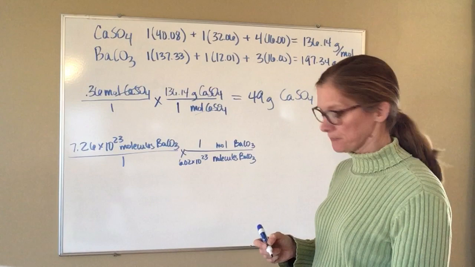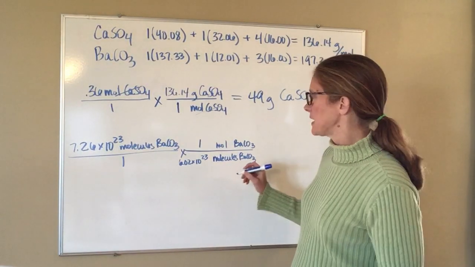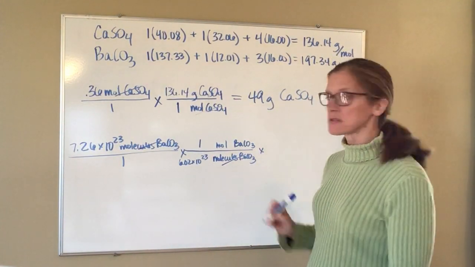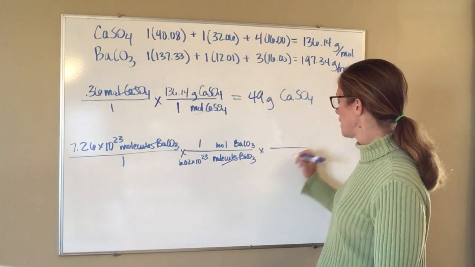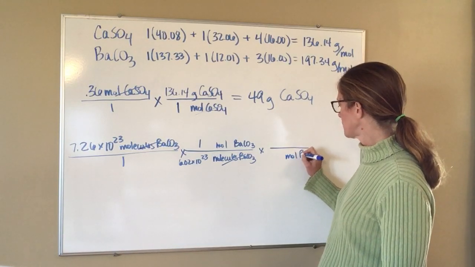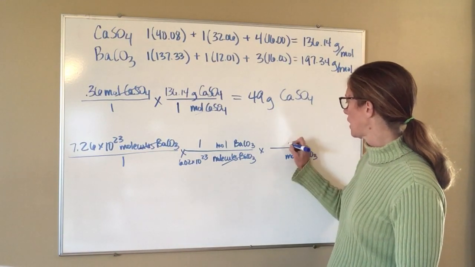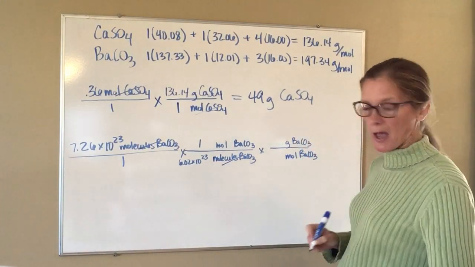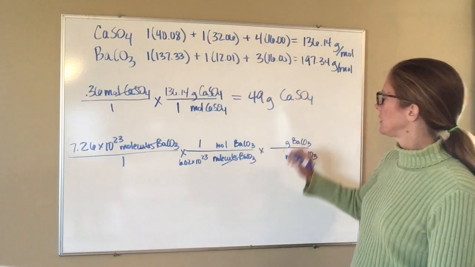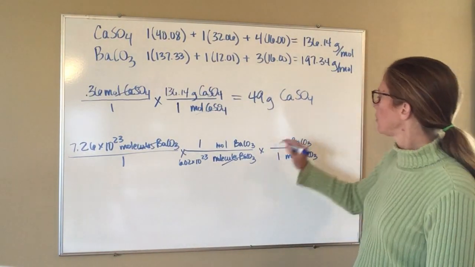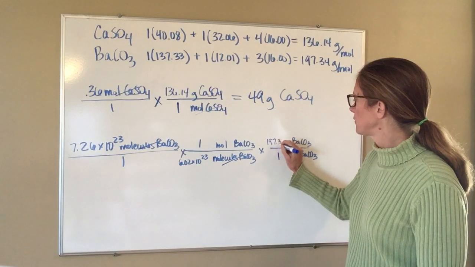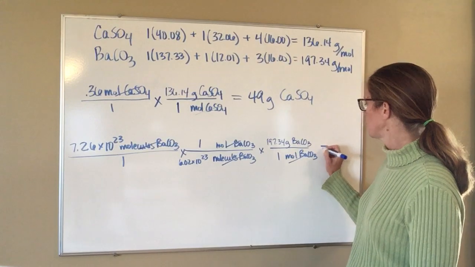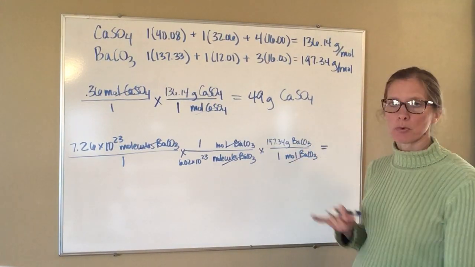Okay, that never changes. And then, because this will cancel out, because I'm trying to find grams, my next conversion factor is going to be molar mass. So I will have moles of barium carbonate, because that's what I need to get rid of. And I'll have grams of barium carbonate up here at the top. I know that when I calculated it up here, for every 1 mole, I had 197.34 grams of barium carbonate. So the moles will cancel out, and I'm left with the number of grams.